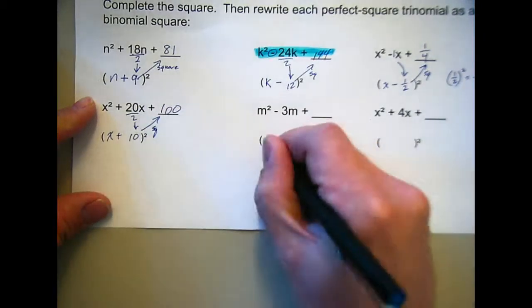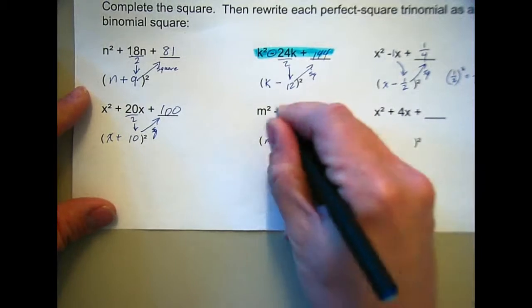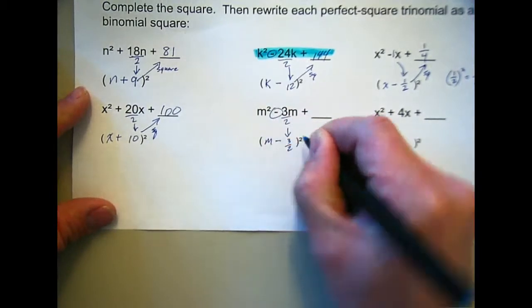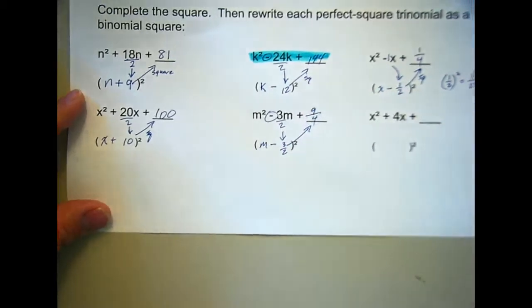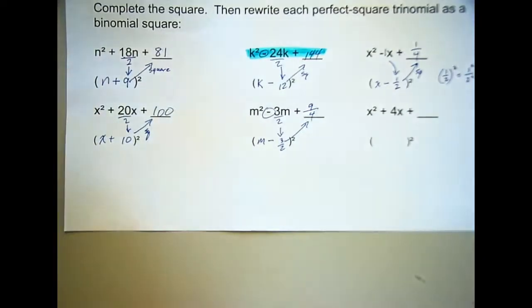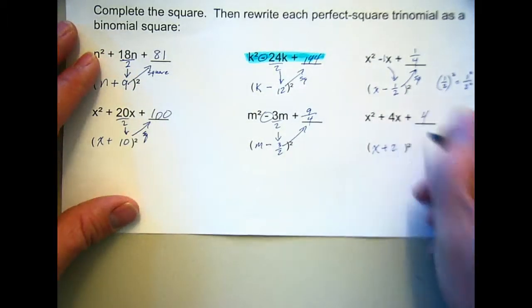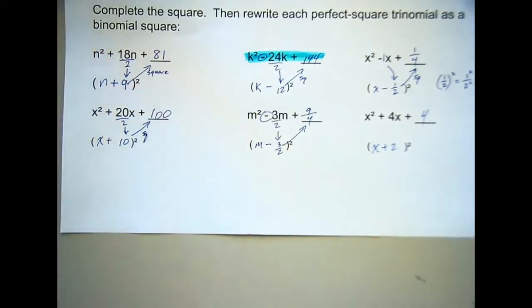Okay. This one is m plus or minus? Minus. Yep. And cut in half, we get 3/2. Squared is 9/4. Any questions there? Okay. X plus 2 and 4. All right. How many think you got it? It's all about the patterns there.